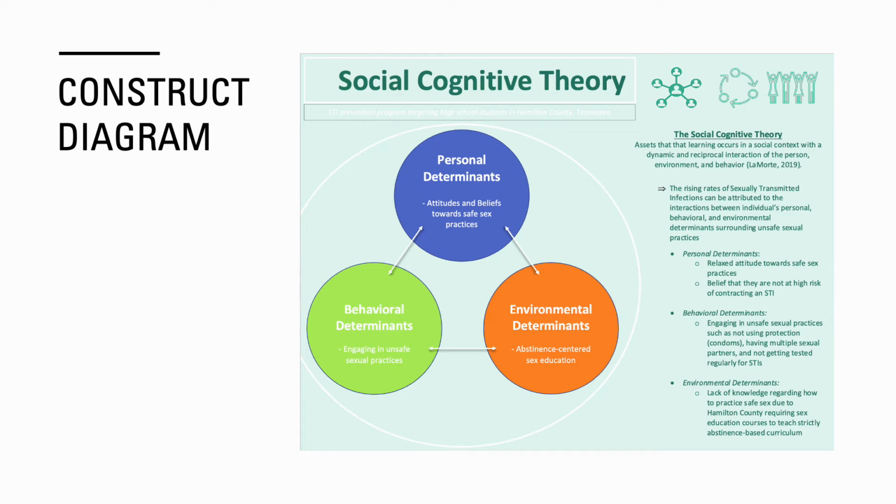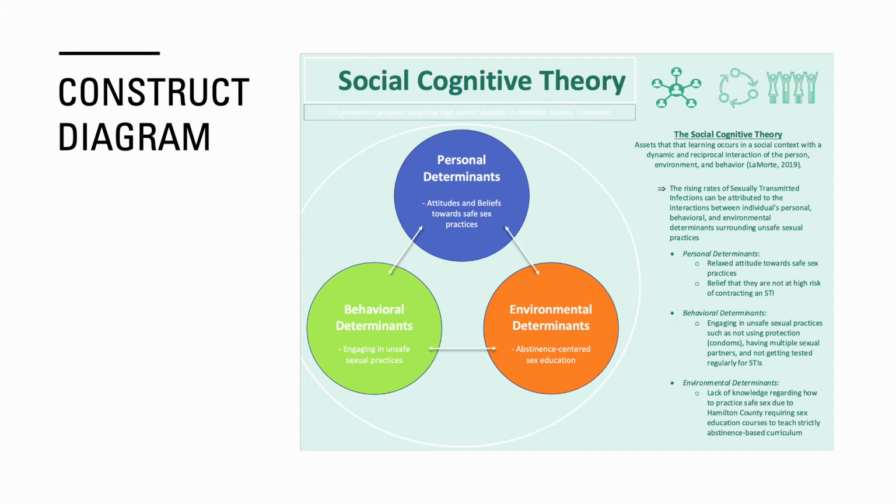The behavior theory we will be using for our intervention is the social cognitive theory. The social cognitive theory asserts that learning occurs in a social context with a dynamic and reciprocal interaction of the person, their environment, and their behavior. The social cognitive theory is within the interpersonal level of the social ecological model and recognizes that although intrapersonal factors are important, it is not a sufficient foundation for behavior change because personal factors, environmental factors, and human behavior are all interdependent and exert influence upon each other.